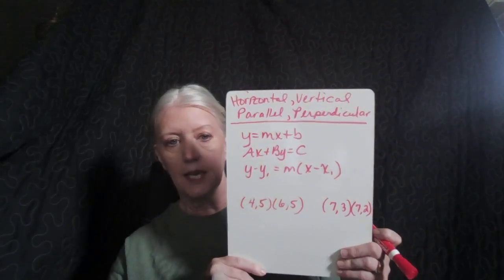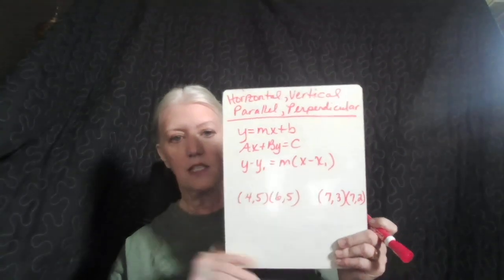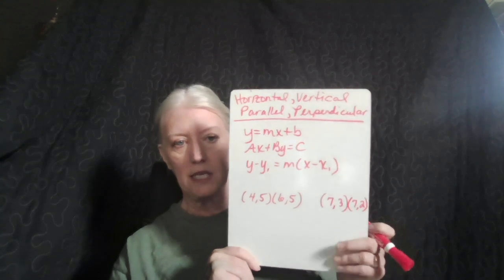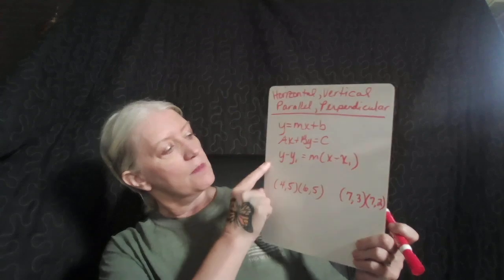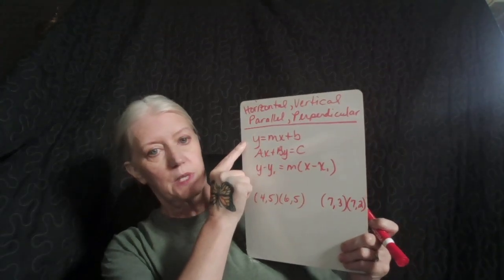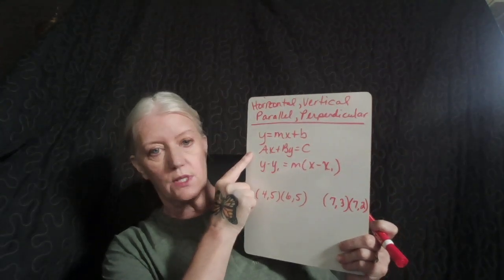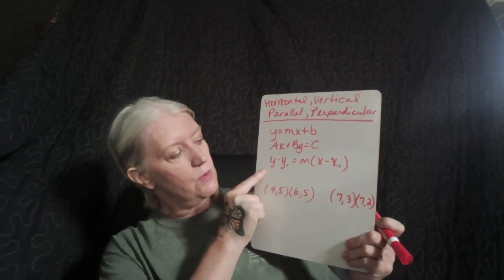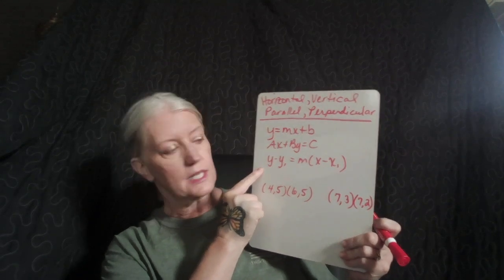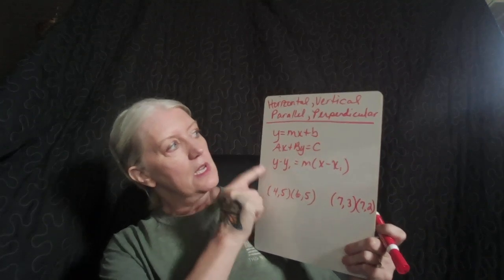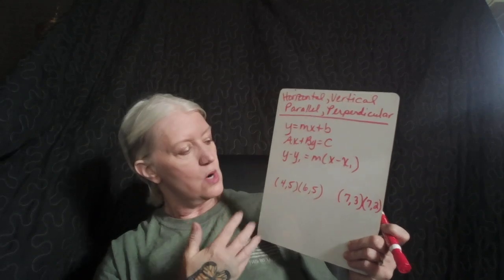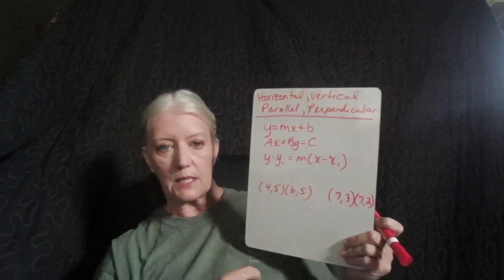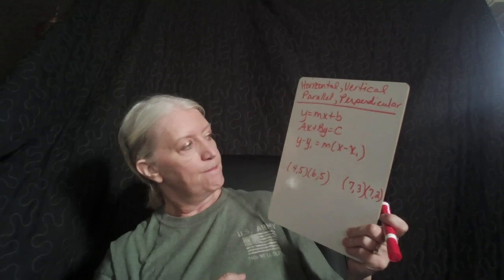Next, we are going to talk about horizontal, vertical, parallel lines, and perpendicular lines. Seems like a lot in one thing, so this might be a little long, but it is what it is. So here were our three forms of the linear equation: y equals mx plus b, that's slope-intercept; ax plus by equals c, that's standard; and y minus y1 equals m times x minus x1, that's point slope. Now, using these is going to depend on what we're finding here. So generally, we go back to the y equals mx plus b form, but we'll see.